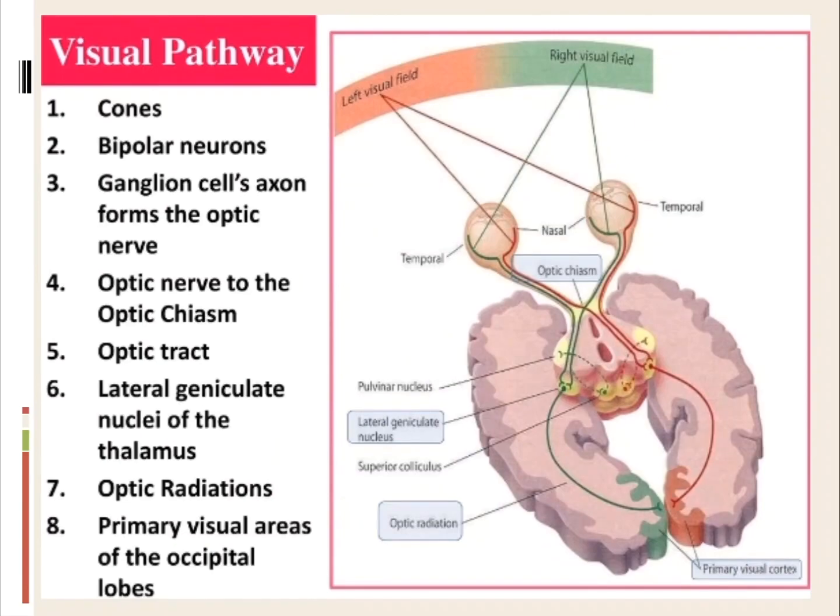As a recap, the visual pathway starts from the retina, where we have the photoreceptors, cones and rods. Then we have the bipolar neurons, and ganglion cell axons form the optic nerve. From the optic nerve we go to the optic chiasm, then the optic tract to the LGN. From the LGN we have the optic radiation. From the optic radiation, information gets interpreted in the primary visual cortex.